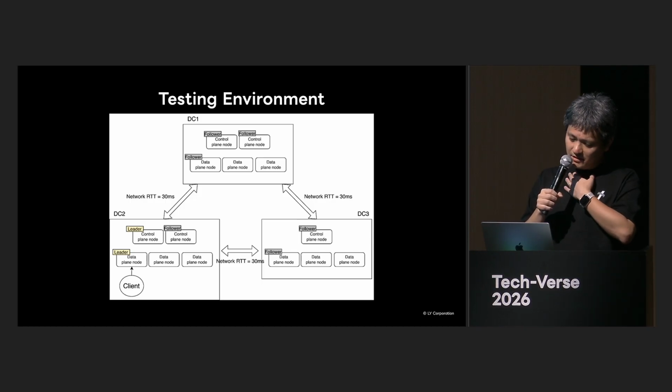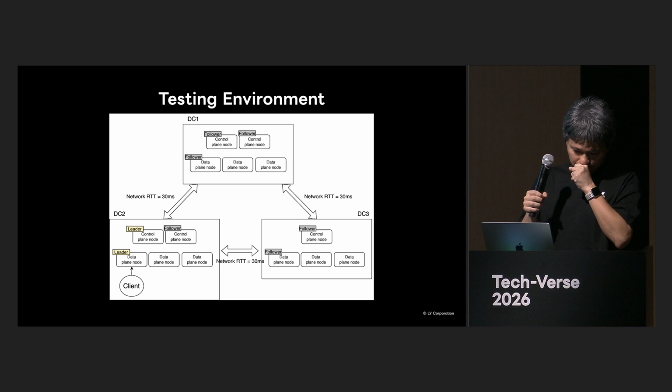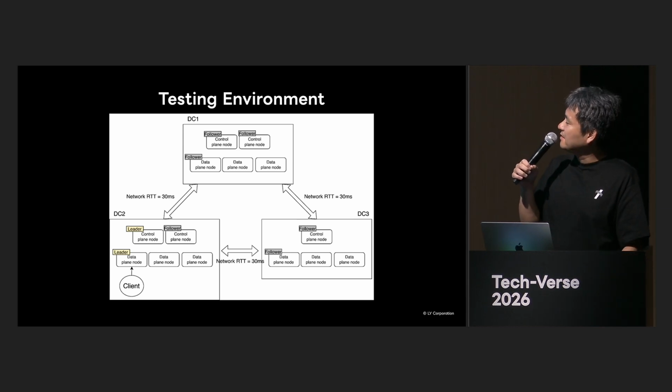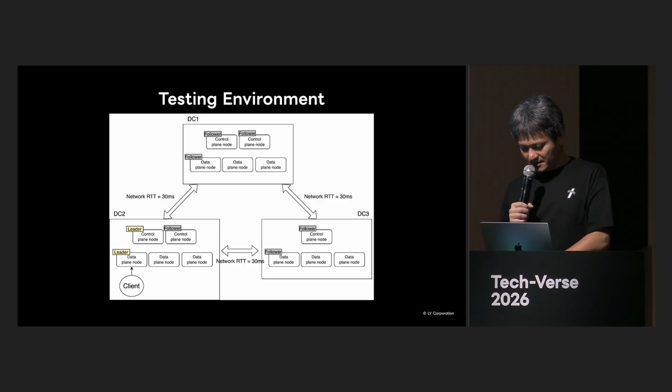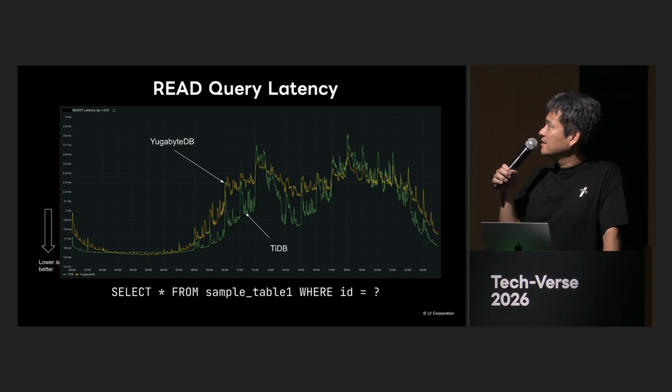The test environment is as shown in this diagram. We distributed 9 data plane nodes across 3 data centers. We have configured a cluster of 5 nodes, with 5 control planes. The round trip time between each network is 30 milliseconds, and we are adjusting it to be that way. So, we tested this in such an environment.